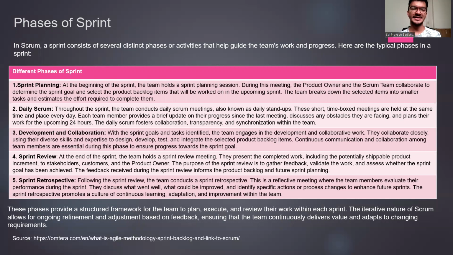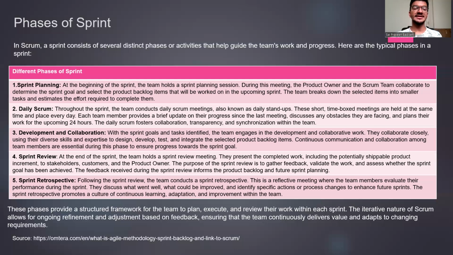And then the daily scrum. The daily scrum is a daily meeting where all the team members talk about what they are going to do for the next 24 hours, what plan of action they are going to take, if there are any obstacles, and so on and so forth. And development and collaboration and sprint review.